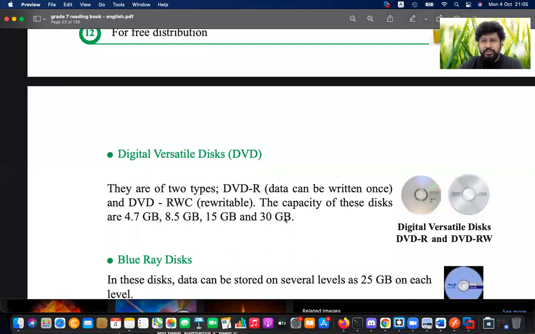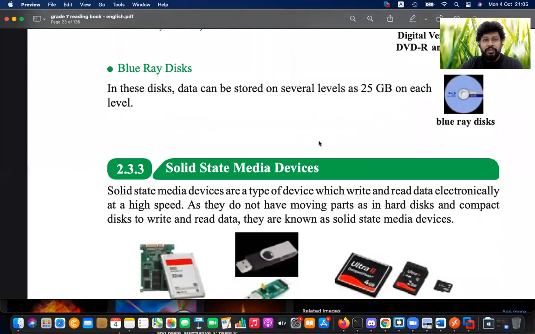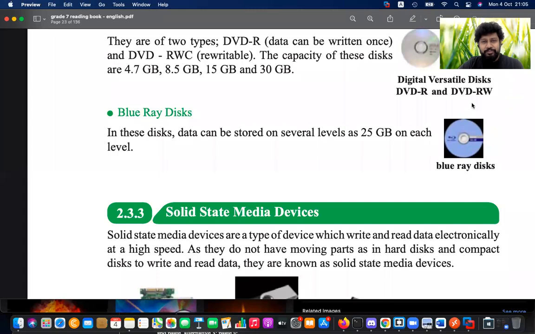And the capacity is also really high. 4.7 GB, even 30 GB can be stored on a DVD, because there are multi-layer DVDs. The layers are aluminium, not just one layer. There are DVDs with many layers. Therefore, it can store multiples of 4.7 GB, up to even 30 GB. Blu-rays are high quality discs. These are mainly used in the film industry. If you watch a Blu-ray movie, you know the quality of it. It is a very high quality movie, right?